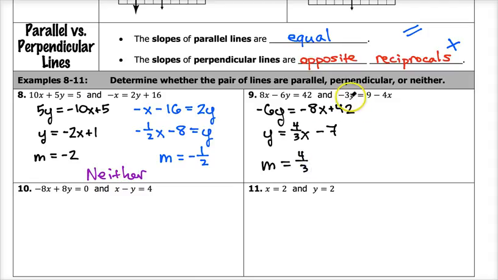The second line, all I need to do here is divide by negative 3 to isolate y. So this would be y equals 9 divided by negative 3 is negative 3. Negative 4 divided by negative 3 is positive 4/3 x. So this equation, if we switch our x term and constant term around, is y equals 4/3 x minus 3. So the slope of this line would be positive 4/3 as well. So we have equal slopes here, and therefore these are parallel lines.